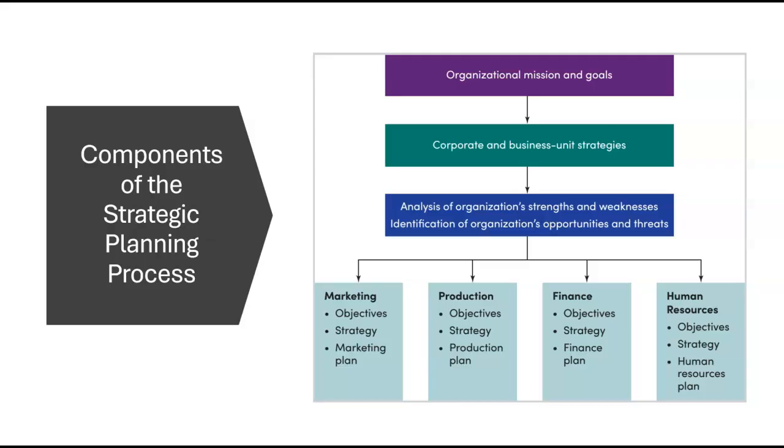This figure also shows the various components of the strategic planning process. They establish or revise the organization's missions and goals, develop strategies to achieve these goals within the corporation and business units, perform detailed analysis of strengths and weaknesses, as we already talked about, and then functional areas establish objectives and develop strategies to achieve them. Objectives and strategies should support the organization's overall goals and mission and be focused on market orientation.